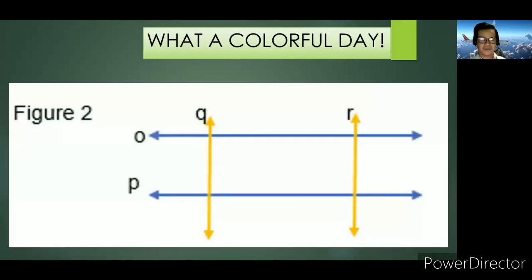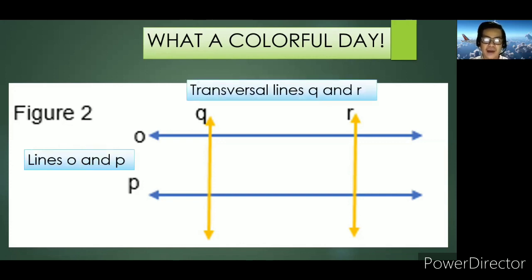Here in figure 2, there are two parallel lines colored in blue, or lines O and P, cut by two transversal lines Q and R, which are parallel with each other too. Now, let us color the first pair of opposite interior angles red. Can you point where it is? Yes, you are correct. How about the second pair, which we will color green? Yes, you are right. Impressive.